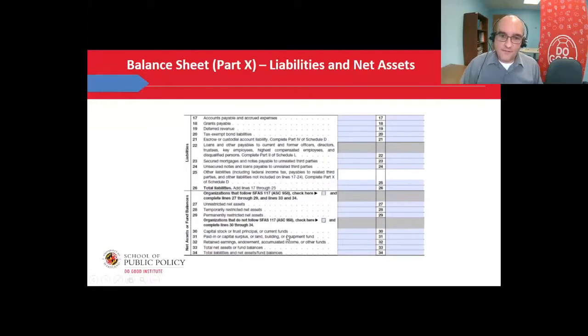If the organization doesn't follow the FASB standards for filling out accounting financial statements, then it needs to enter details about its net assets under lines 30 through 34. You can also look at these numbers to see whether or not the organization's in better shape this year than they were at the end of last year. But I think most organizations these days are following the FASB standards, so they enter data into lines 27 through 29 and leave the rest of the bottom part of Part 10 blank.